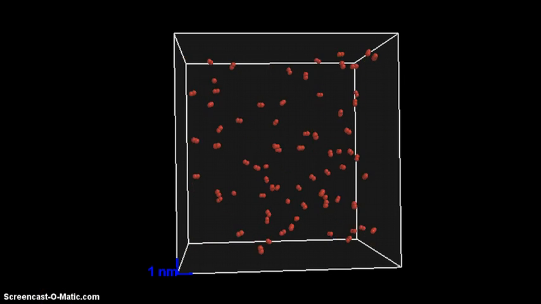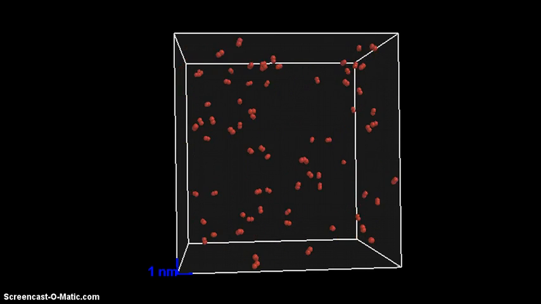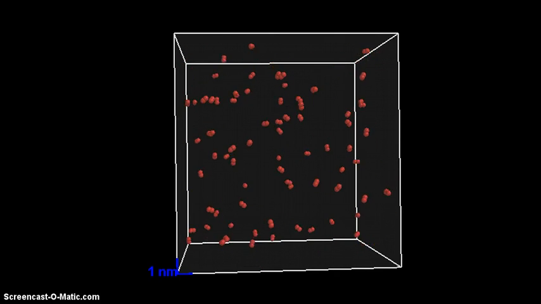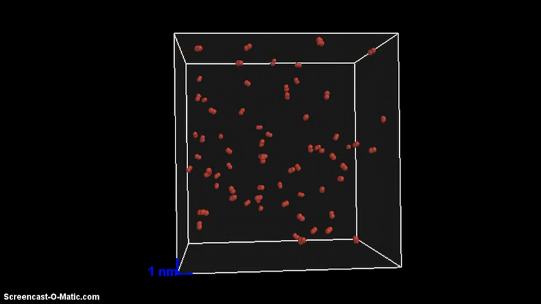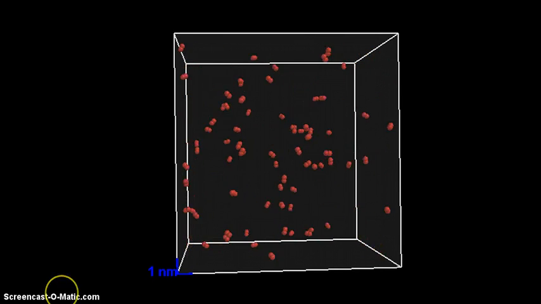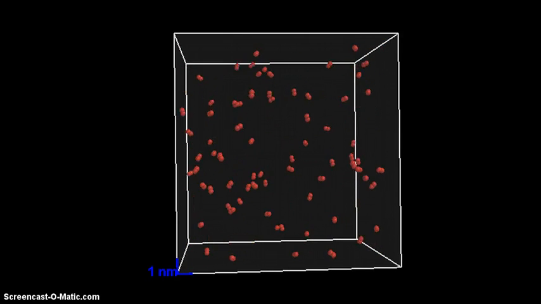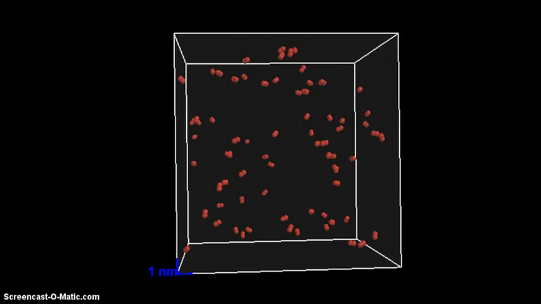To illustrate the relationship between kinetic energy and temperature, here I have a sample cell of 72 bromine Br2 molecules at 60 degrees Celsius. I'm going to change the temperature of this system and increase it. Watch what happens to the molecules as the temperature increases.